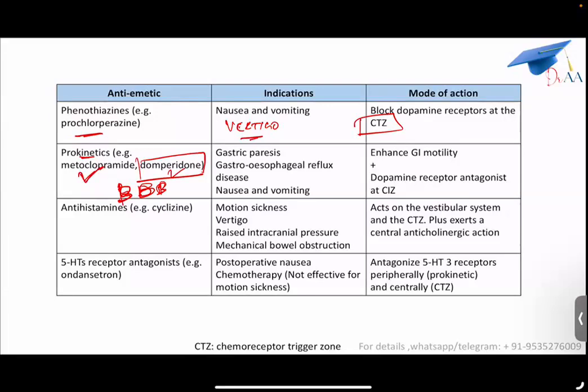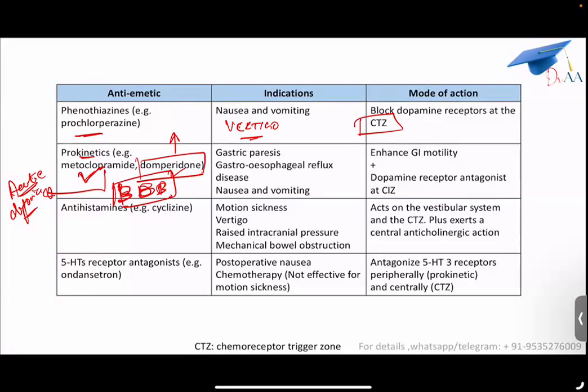Metoclopramide crosses the blood-brain barrier. It is important because metoclopramide is prone to cause acute dystonia. We will be discussing this more in upcoming chapters. But remember, metoclopramide is known to cause acute dystonia. The incidence is much lower with domperidone because it doesn't cross the blood-brain barrier.